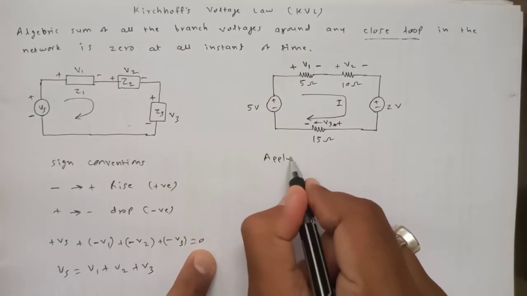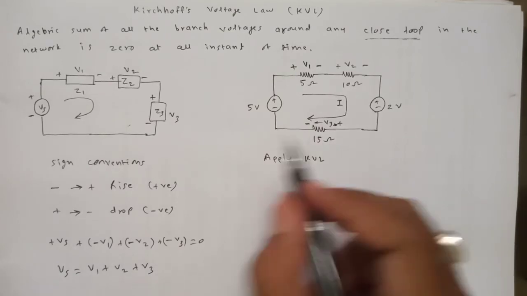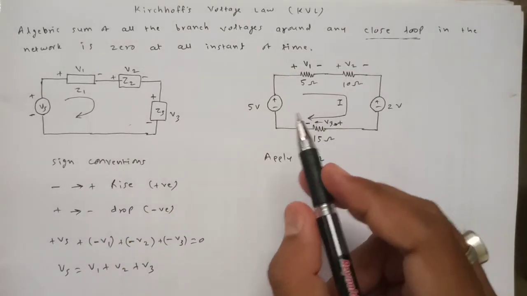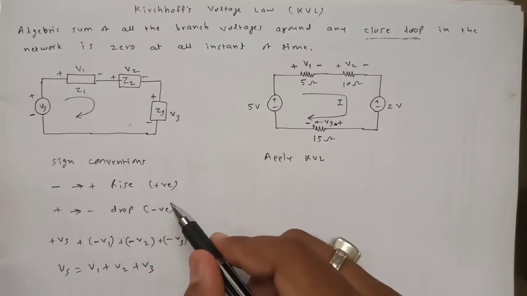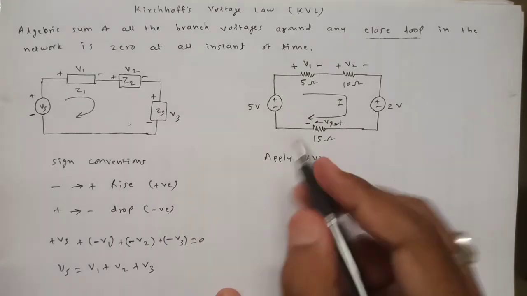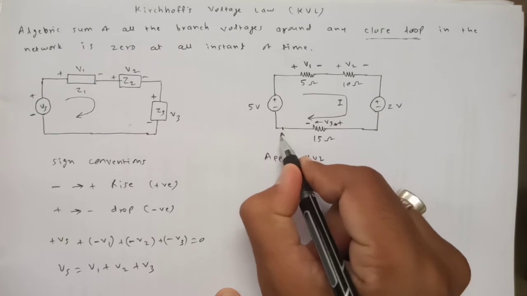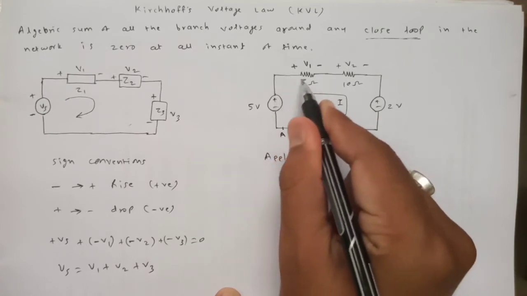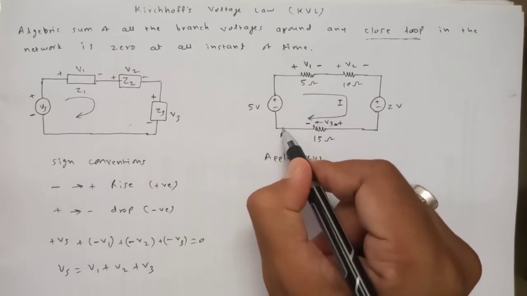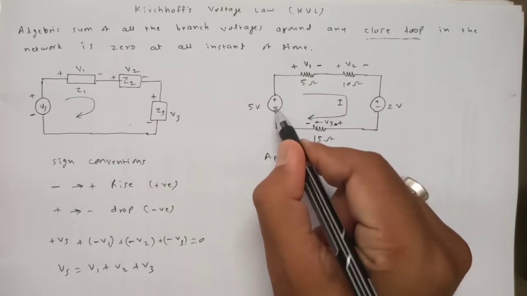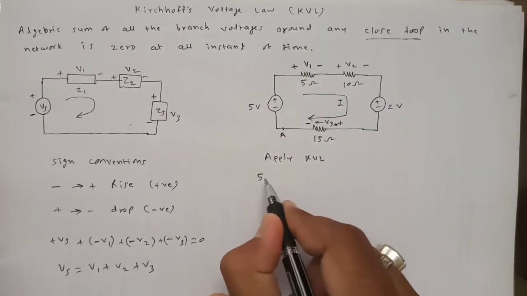So applying KVL in this circuit, we should remember the sign conventions. If we are moving from negative to positive, we should consider it to be positive. If we are moving from positive to negative, then it's a drop of voltage, so it is negative. So here let us consider this point A, right? From this point we'll start circulating, means we'll circulate like this. During this journey, we are moving from minus to plus here, so that's why it should be taken to be 5 plus.